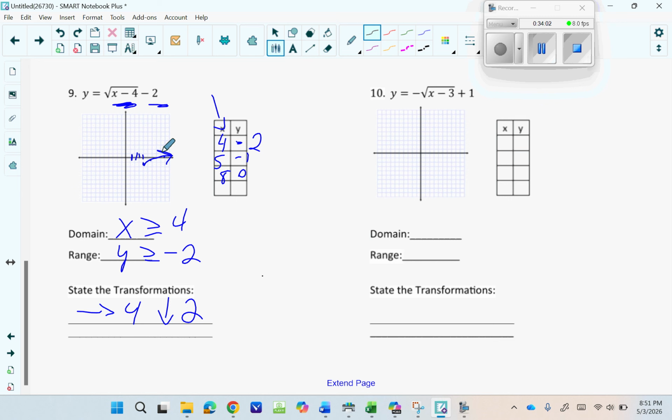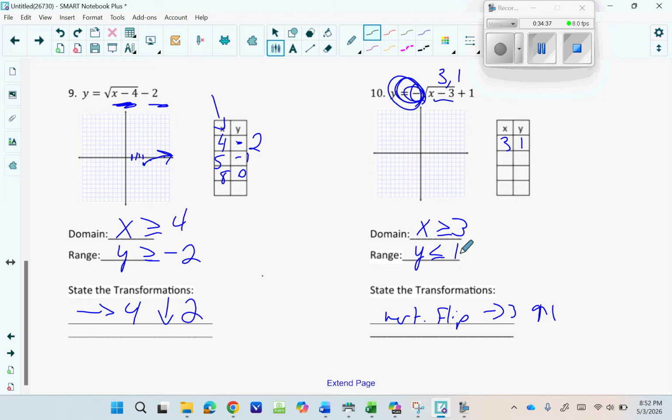Okay, over here, this is our last one. So let's see, vertical flip. Let's see, right 3 and up 1. So I automatically know, and you can see this on Desmos if you can't tell it, but I already know that my starting point is going to be 3, 1. And then my domain is going to start there. So x is greater than 3, but my range, because of this vertical flip, is going to be y is less than or equal to 1.